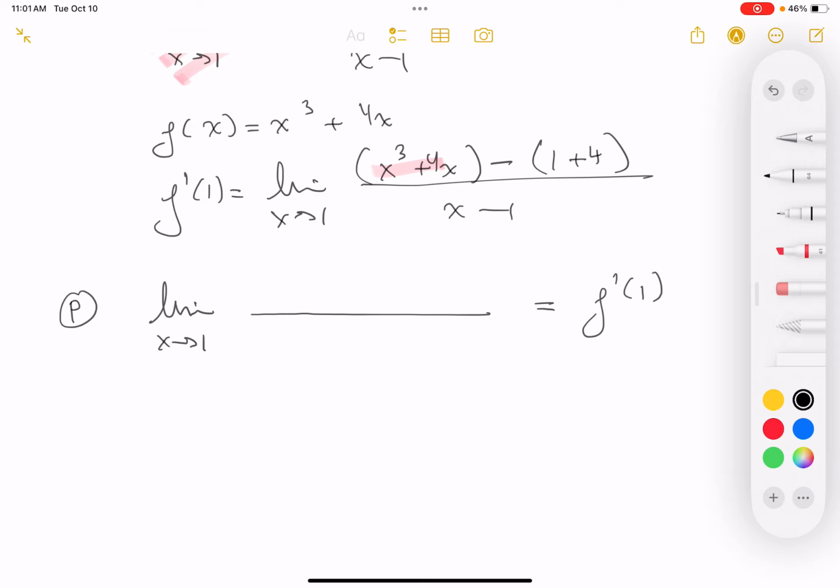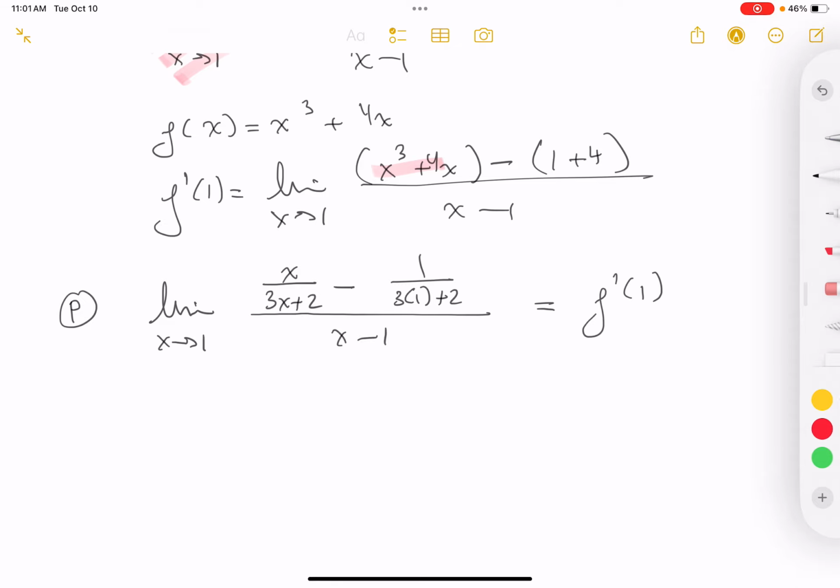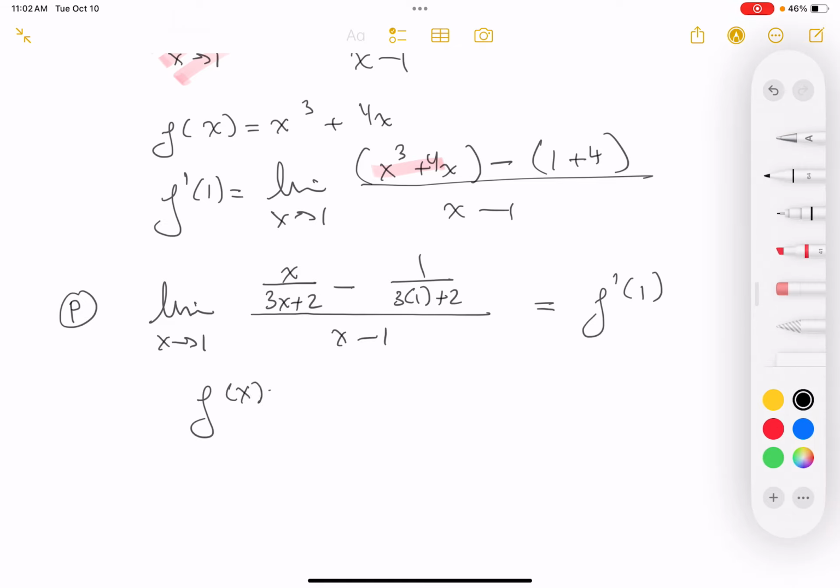Let's write this down. What do you get over here? You get x over 3x plus 2, minus 1 over 3 times 1 plus 2, over x minus 1. Yeah, this seems to stand to reason, by the way. What's f of x going to be? It's going to be x over 3x plus 2. Again, they're asking us to come up with two different things, what the function is and what the derivative is, and we did that, all right?